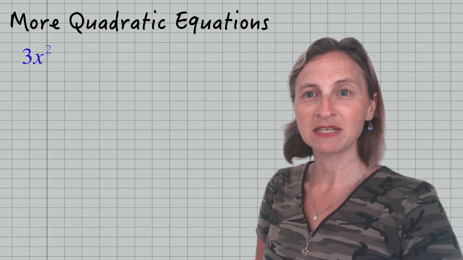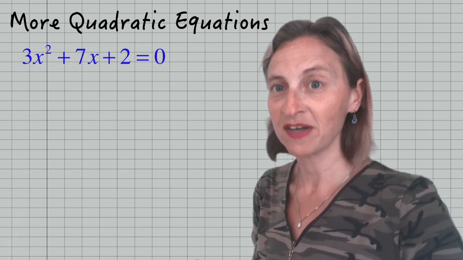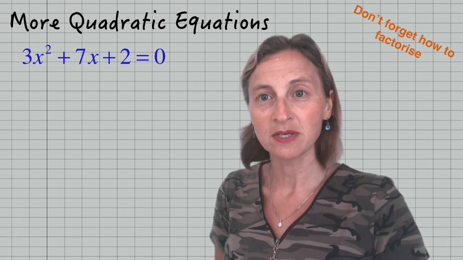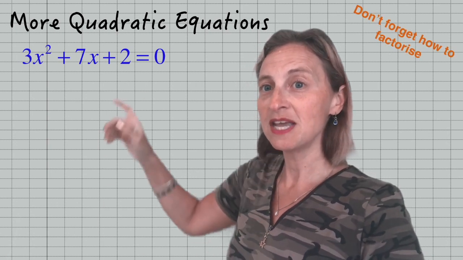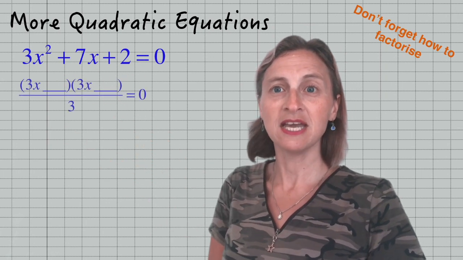Let's try another one. 3x squared plus 7x plus 2 equals 0. Well, this time we can't factorise out a common factor. So we have to remember our factorising again and do non-monic trinomials. Remember that we have to set it up first. And the way that I like to set them up is 3x all over 3 equals 0.